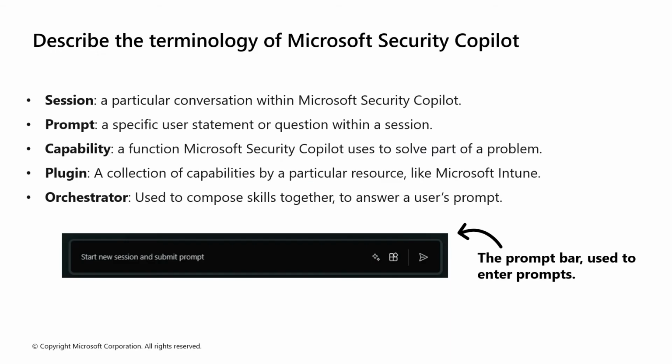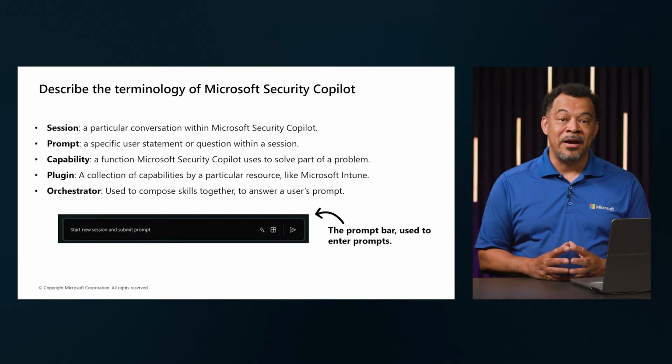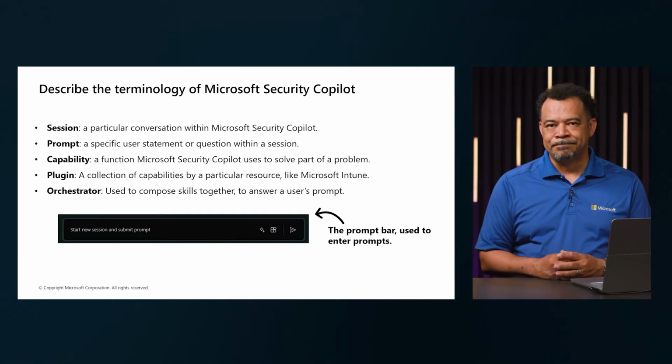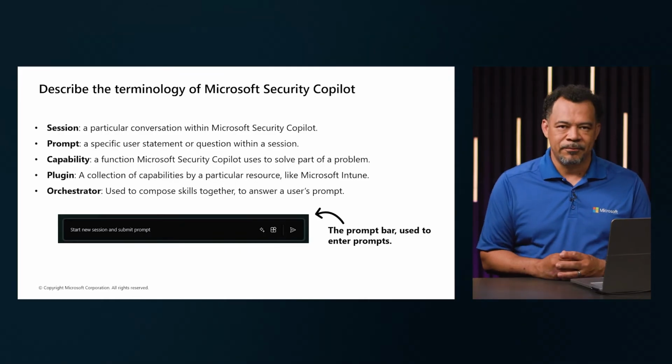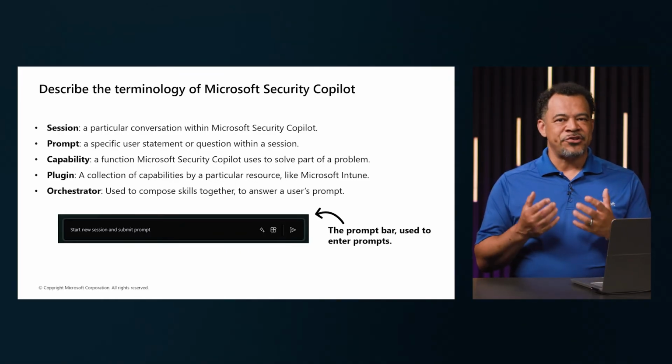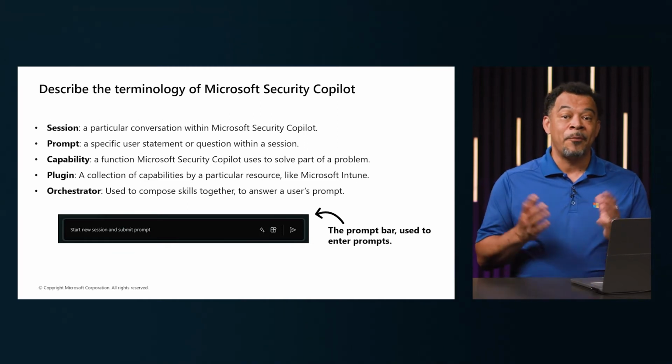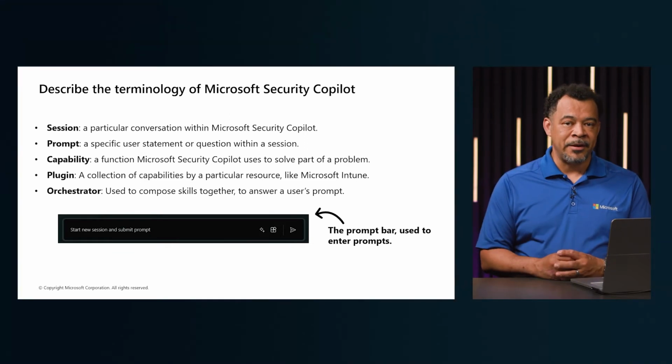To get the most out of Security Copilot, it helps to understand a few key terms. The first term is session. This refers to a single conversation with Copilot. It remembers the context of your question and responses throughout that individual session. Another term is prompt. A prompt is any question or instruction you type into Copilot. You enter it into what we call the prompt bar. Next, capability.